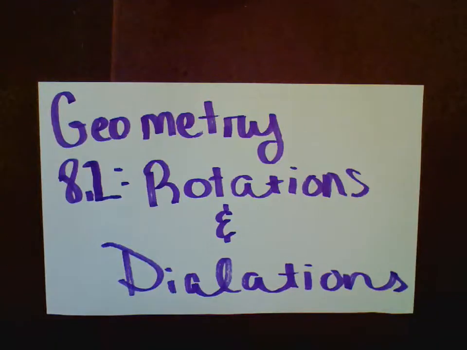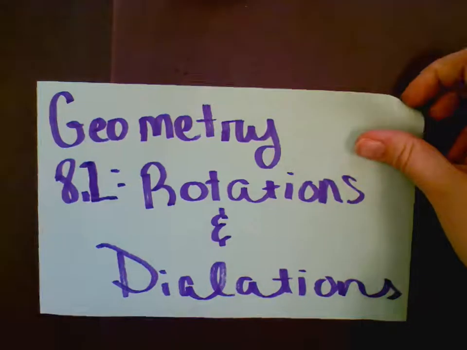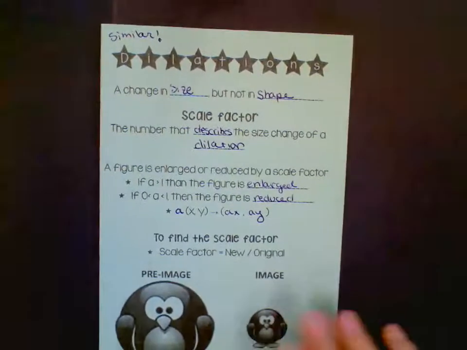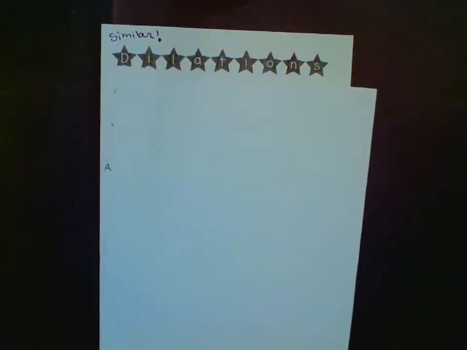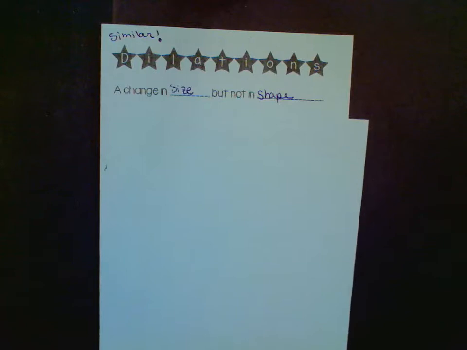Hi everyone. So the next two transformations we're going to talk about are rotations and dilations. So we're going to start with dilations, and we've kind of talked about these before back when we did similar figures. Really what's happening when we have dilations is that we're making two shapes that are similar. So they're the same shape, but they're different sizes.